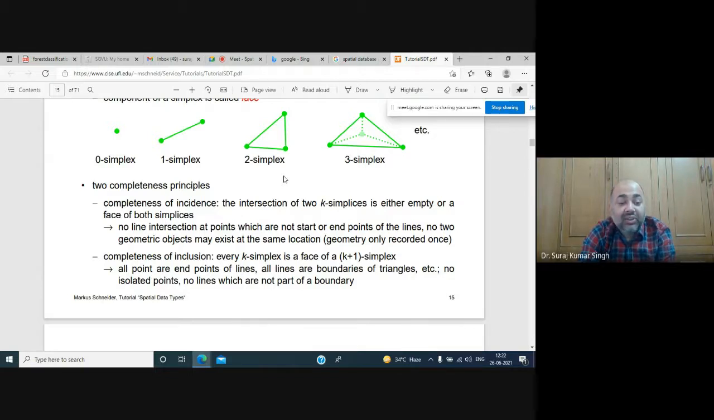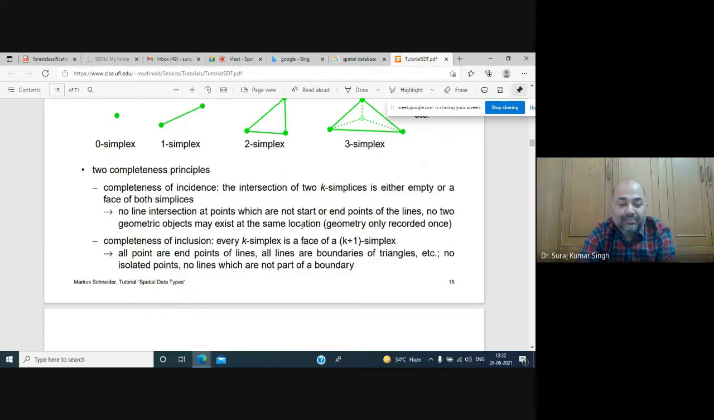Secondly is completeness of inclusiveness. Every k-simplex is a face of a (k+1)-simplex, meaning all the points are endpoints of lines and all the lines are boundaries of a triangle. No isolated points, and no lines which are not boundaries.